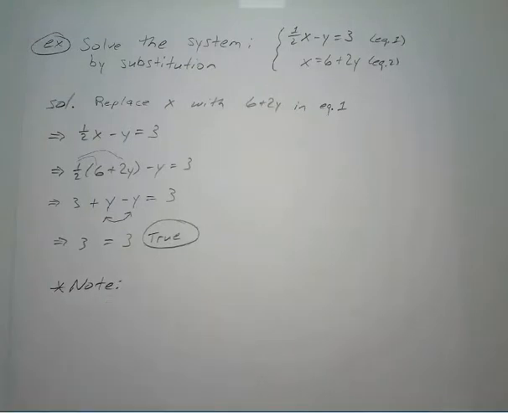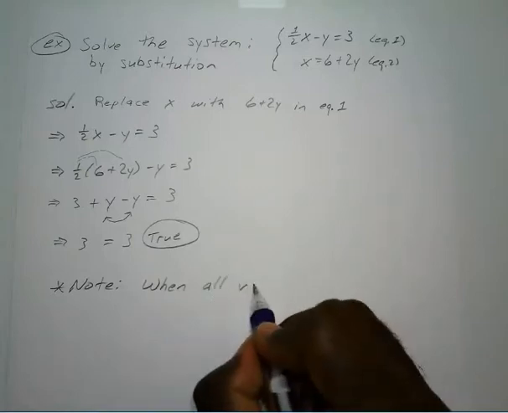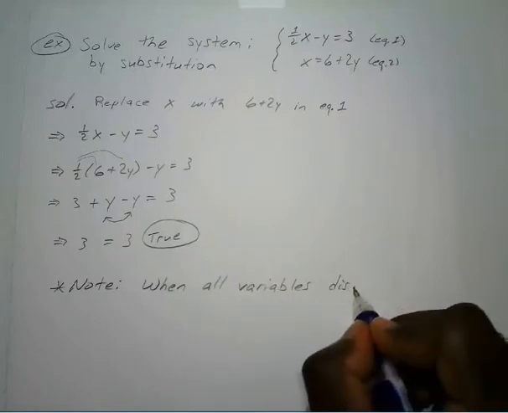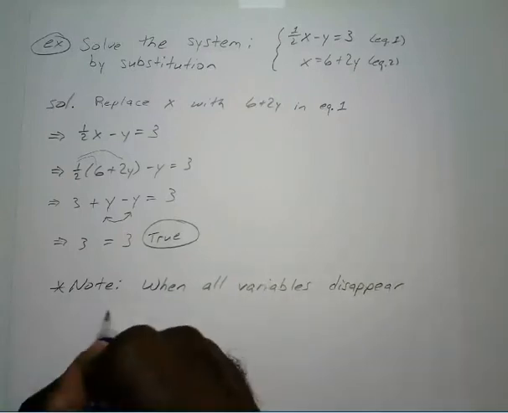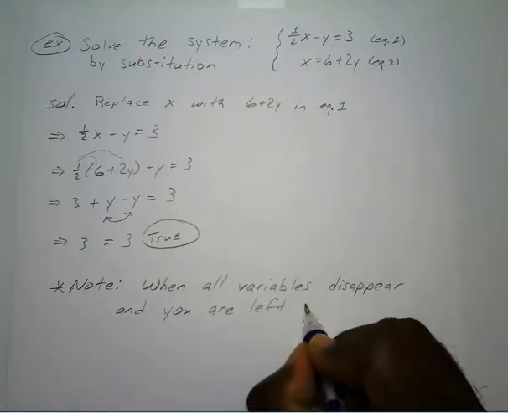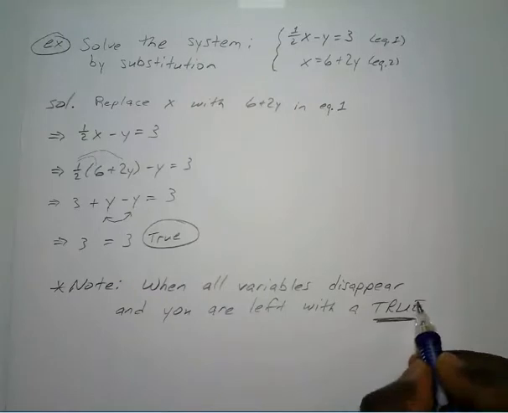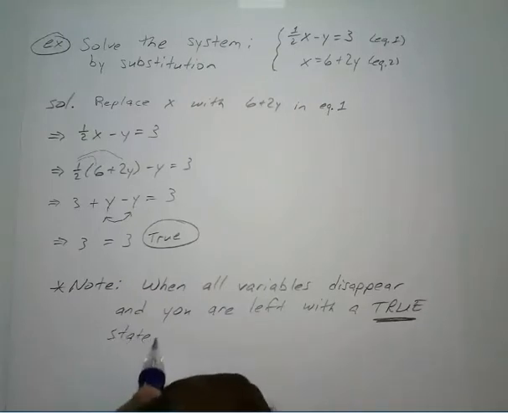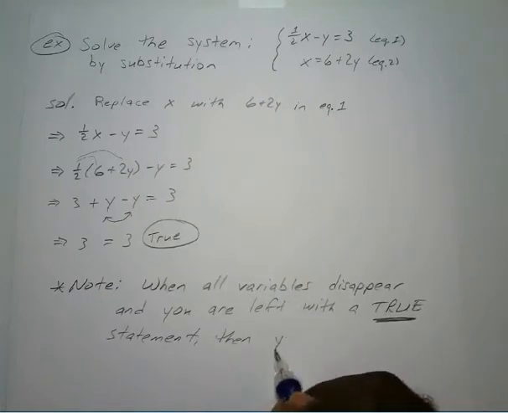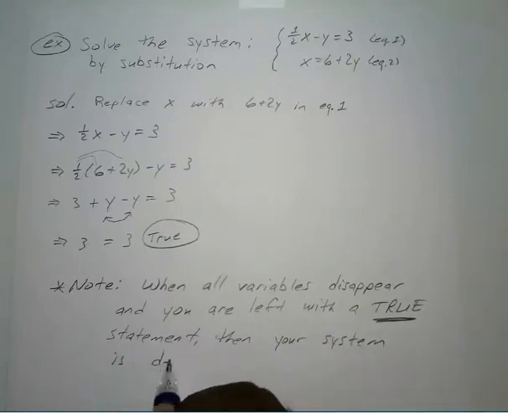So, note, when all variables disappear, and you are left with a true, that's a very important part, true statement, then your system is dependent.